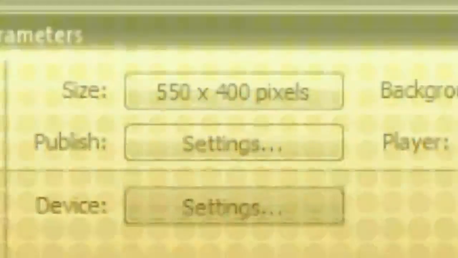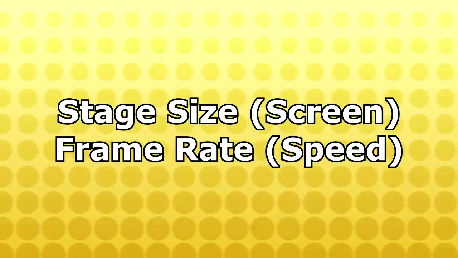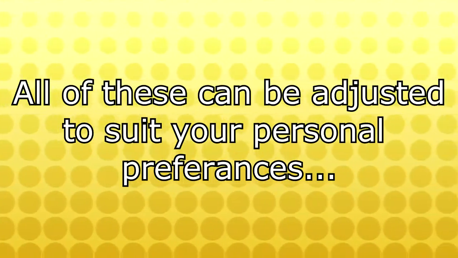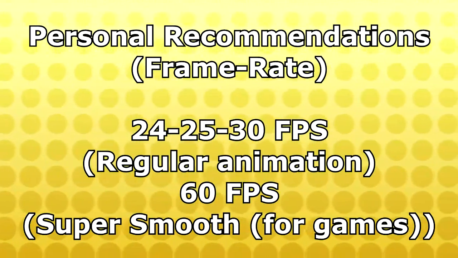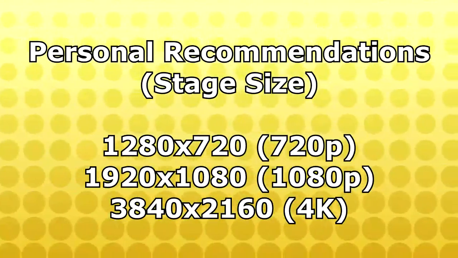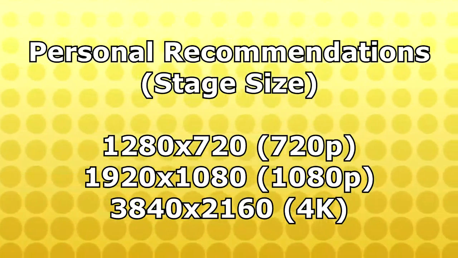Your properties include the size of your stage, the frame rate of your animation, and your publishing settings. You can adjust your frame rate and stage size to your own preference. However, I'd strongly recommend the frame rates of 24, 25, or 30 for standard animation, or 60 for super smooth animation, and a stage size of 1280 by 720 or 1920 by 1080. I'll cover publishing in a later episode.